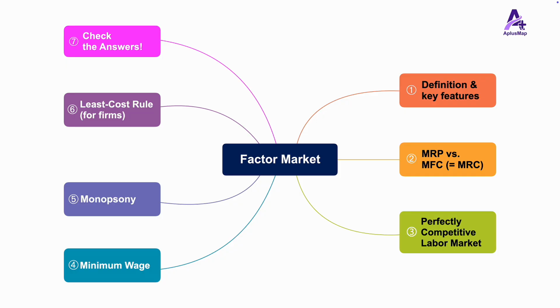Now, we've mostly talked about perfect competition on the hiring side, but what if there isn't much competition? What if there's basically only one major employer in town? That brings us to monopsony. This sounds like the flip side of monopoly. It is, in a way. Monopoly is one seller. Monopsony is one buyer.